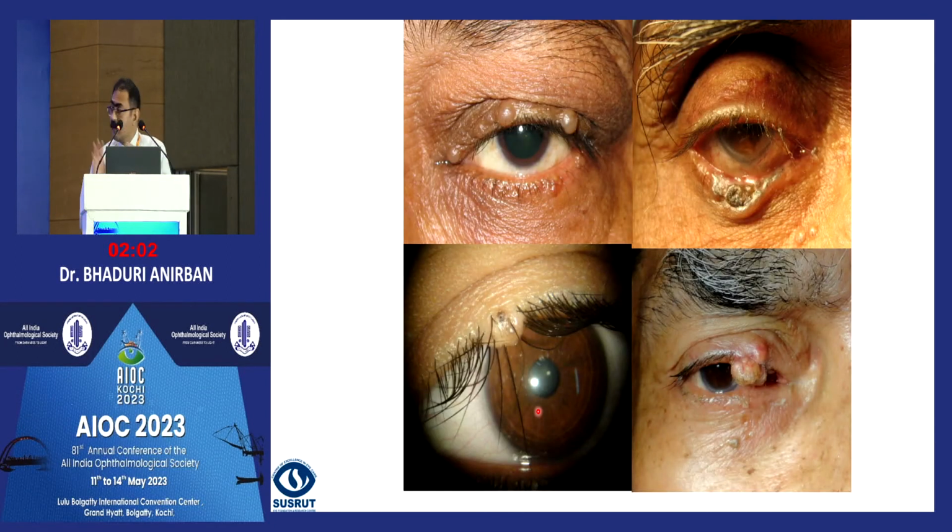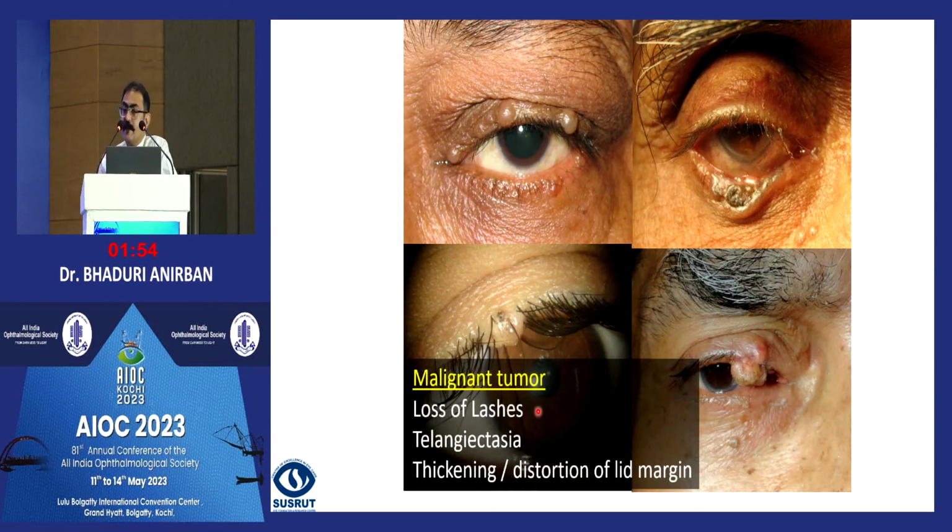Right? So here we have a mix of lesions, some of them benign, some of them malignant. Now what distinguishes malignant from benign? So these 3 points: the loss of eyelashes, telangiectatic vessels over the lesion, and thickening or distortion of the lid margin. All right, if you can remember these 3, you more or less know whether you're dealing with a malignant or a benign lesion.